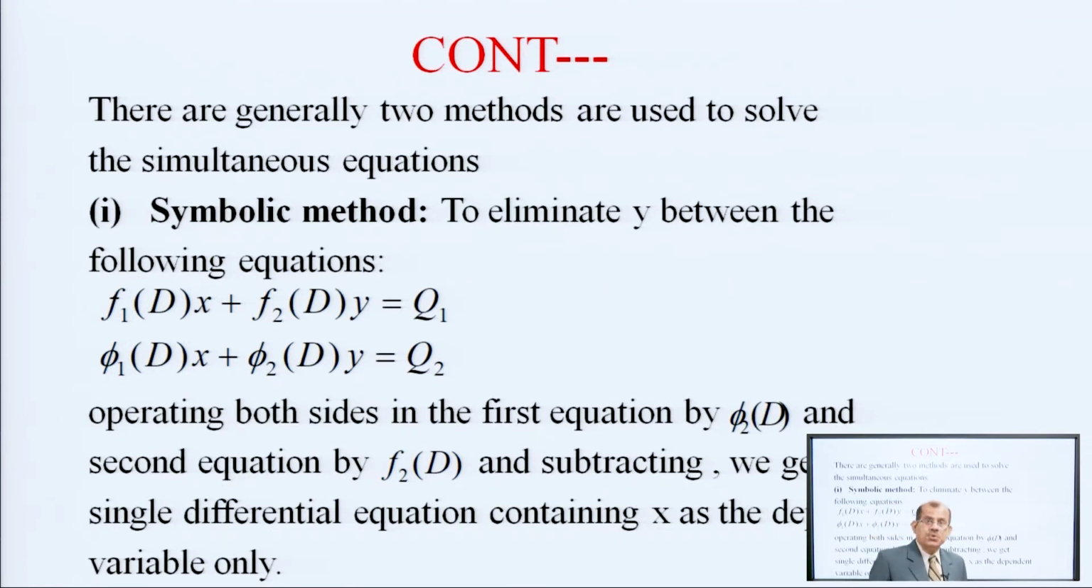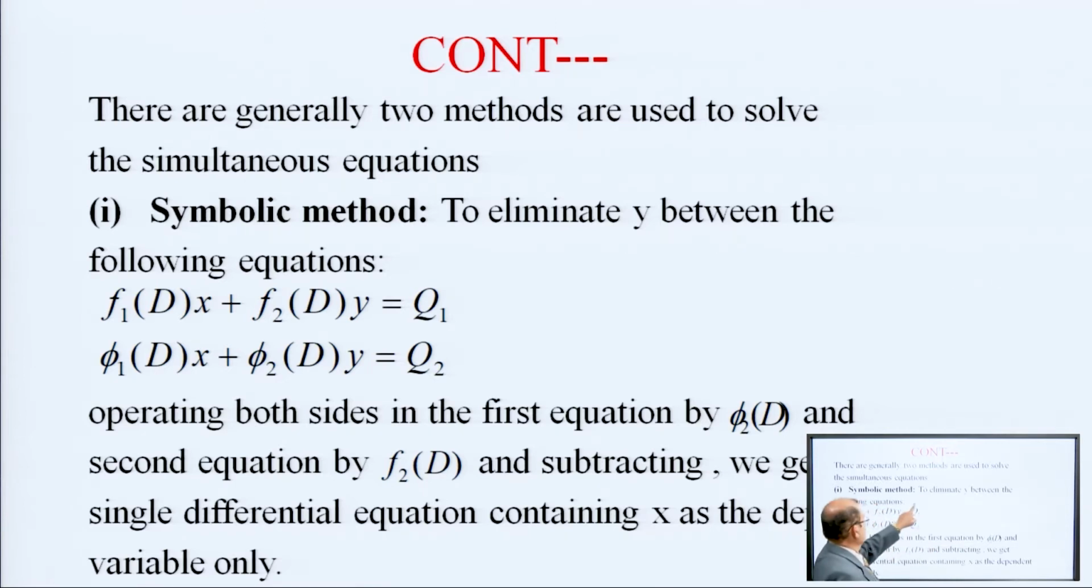There are generally two methods used to solve simultaneous equations. For the symbolic method, first we have to convert the operator into symbol form, and with the help of symbols we eliminate any one of them and find one dependent variable and one independent variable, and we find the solution in the usual manner.